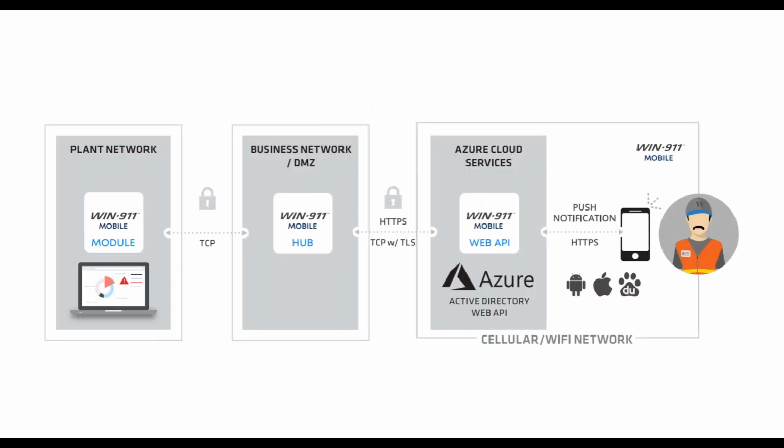Here's an example, a diagram of what that looks like. You've got the Win91 system right here. Now, you could go directly to the internet in some cases. In some cases that's okay, but in a lot of cases that's not okay. If that's not okay, then you install this Win91 Mobile piece. Hopefully you can see my mouse. You get the Win91 Mobile piece right here. Win91 will connect to that, and then that will connect to the internet. So you're not directly exposing your plant network to the internet. A lot of people are taking advantage of this particular piece.